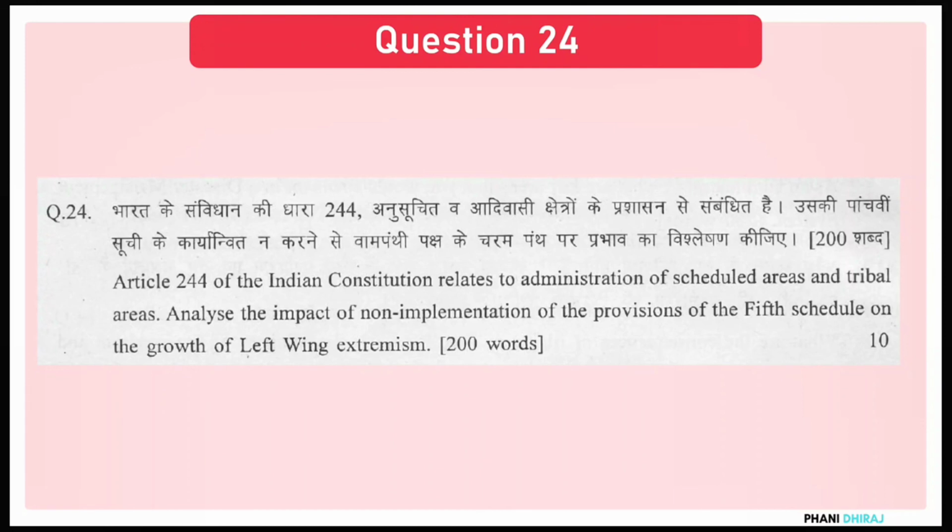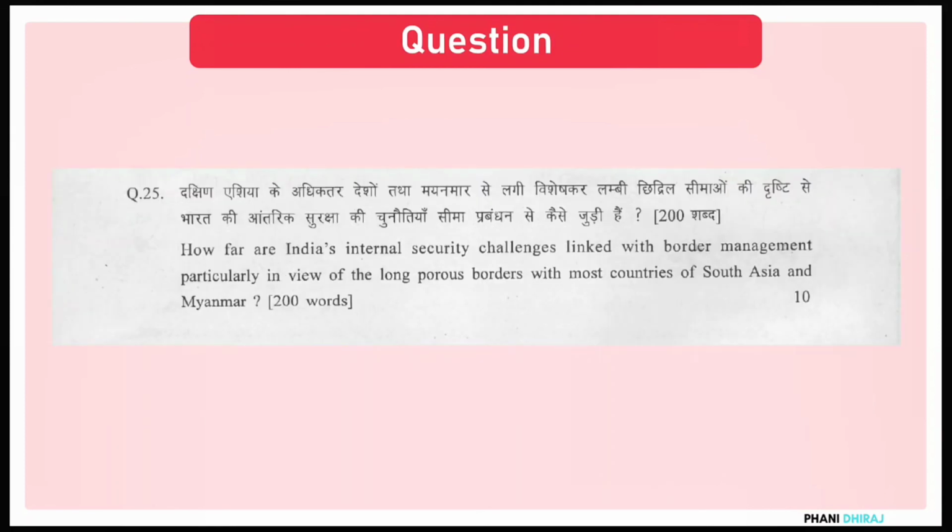Then you talk about what left-wing extremism is and how left-wing extremism has found a footing in these scheduled areas and scheduled tribal zones, because these sections of Article 244 and the 5th schedule are not being implemented in the way that they were intended to be implemented in the first place. That is how you answer this question. Now moving on to question 25.